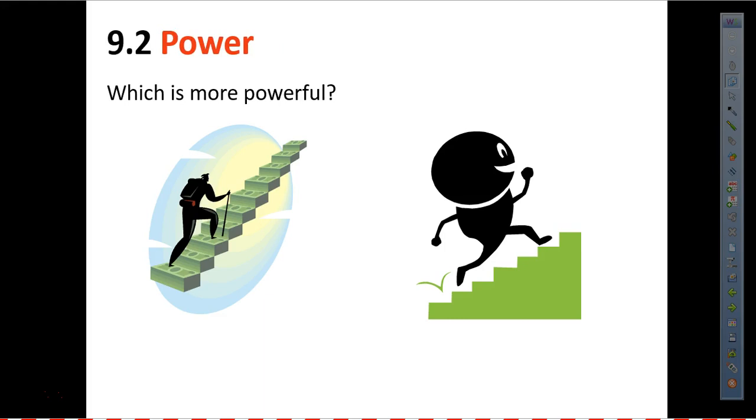If we have time, we'll do the power challenge, where you can see how fast someone can run up a flight of stairs and see who's more powerful at doing that. So a little later, if we have more of a classroom and time, I'll show you how we can do this. All right, that's it.